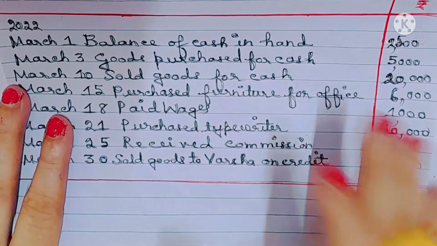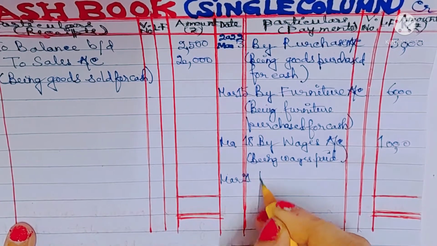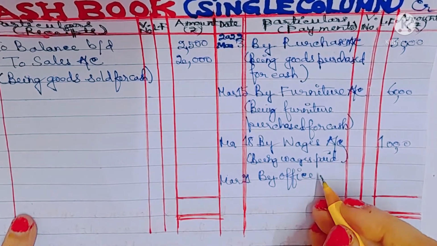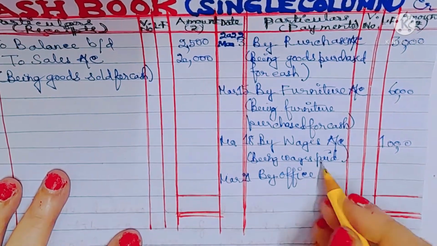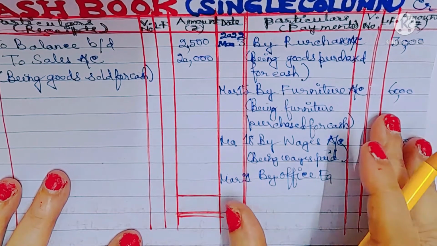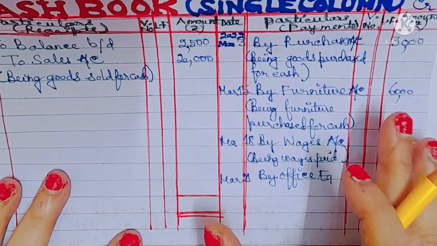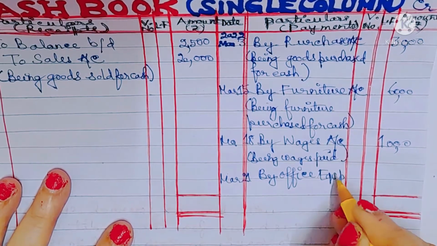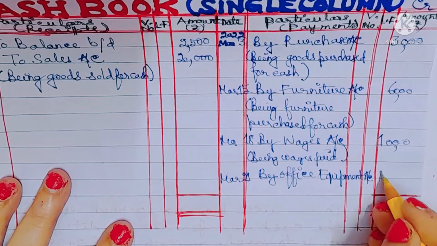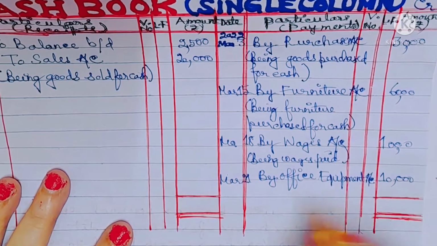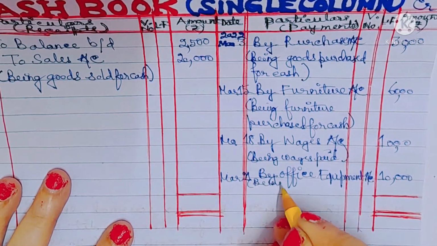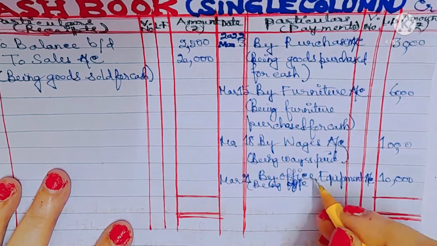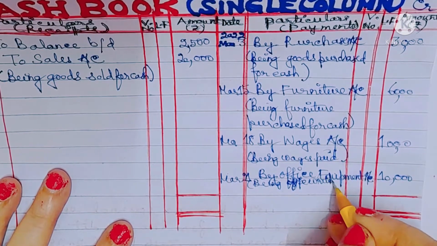Okay. So let's write. On 21st March by office equipment. Don't write typewriter. Instead of typewriter, we'll have to write office equipment. I have already taught you this when I was discussing the chapter journal. Office equipment. How much? 10,000. Being typewriter. Here we'll use the word typewriter. Being typewriter purchased.